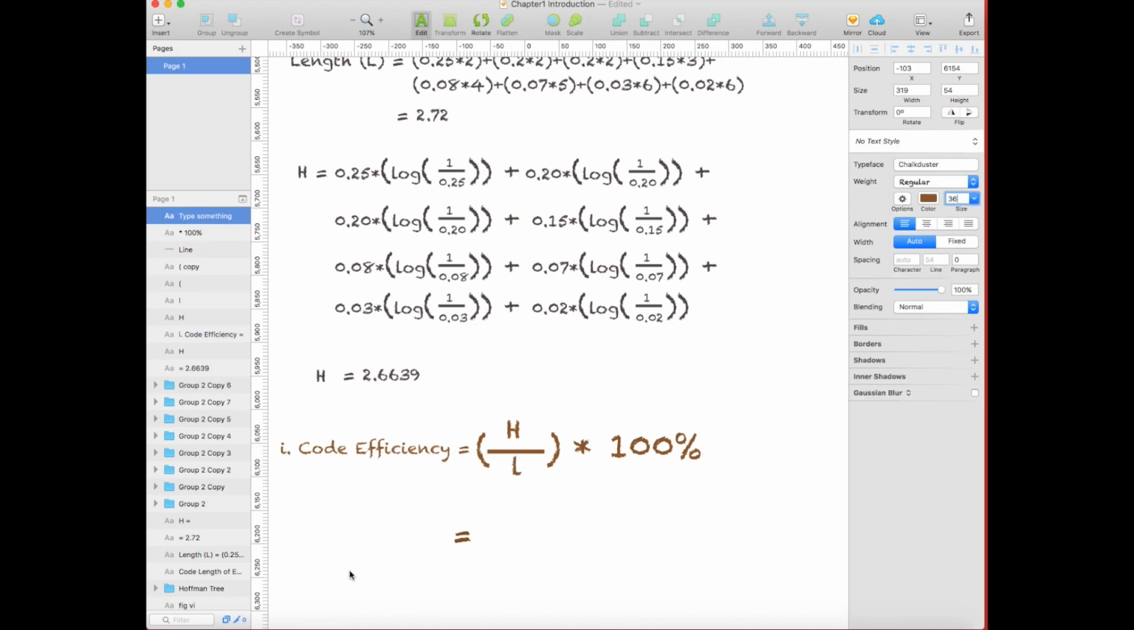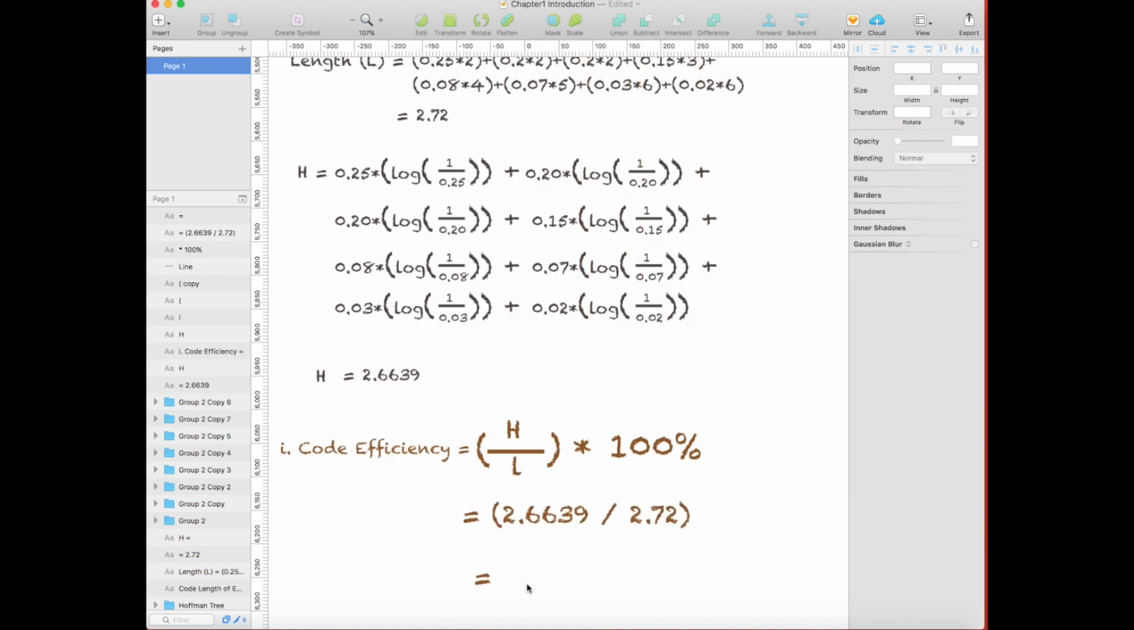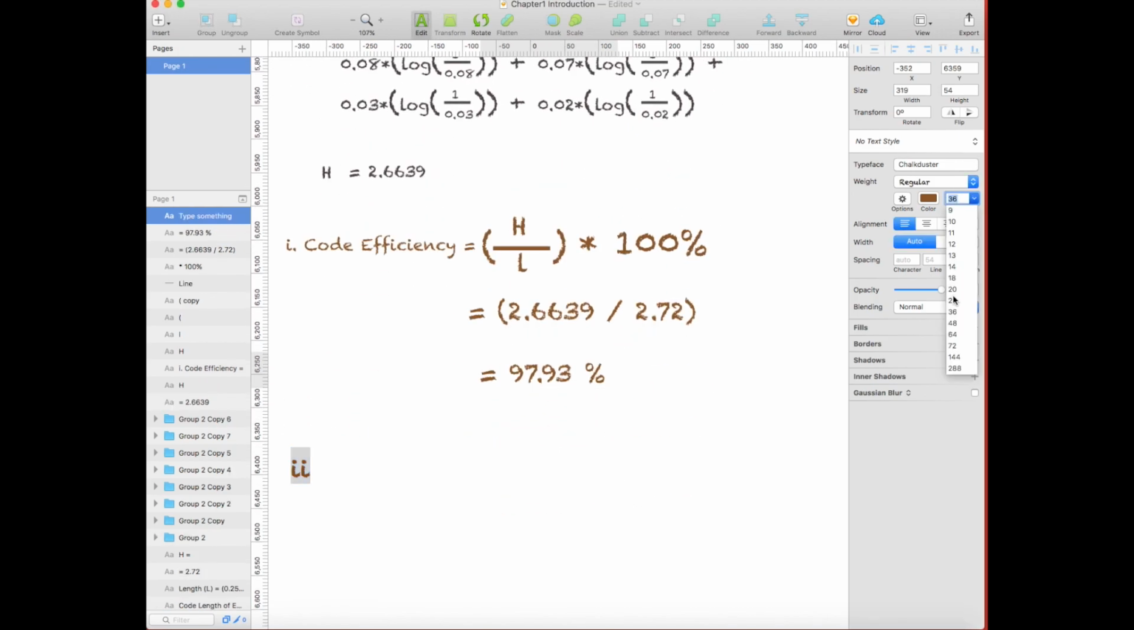97.93 percent, and the output bit rate is given by this.